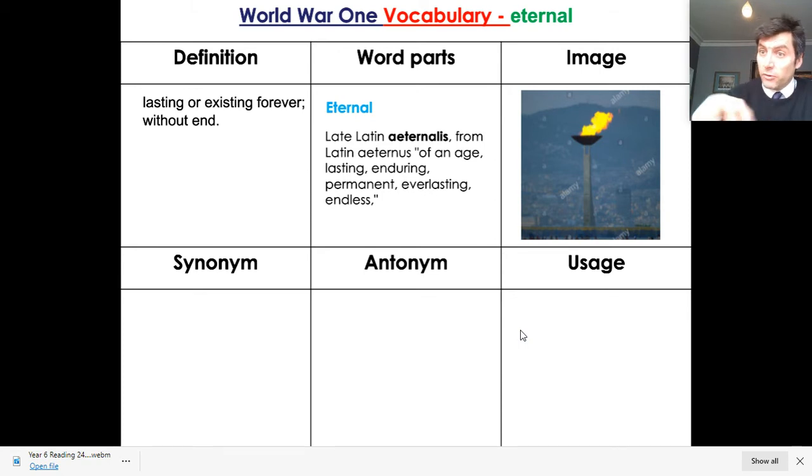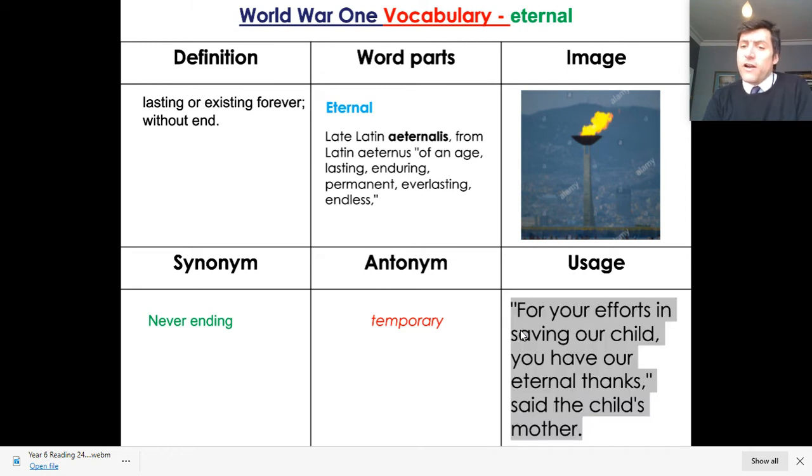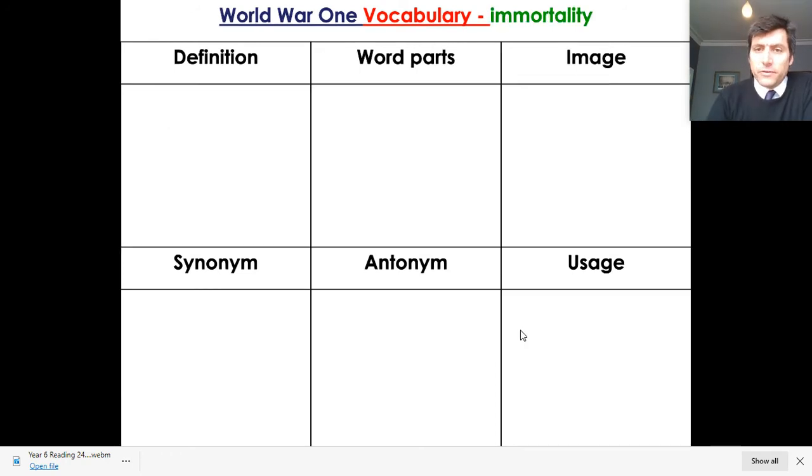But when I was there in London, I saw it, and it's just this idea that something is continuing going on, eternal flame. So eternal means to keep going. So a synonym for eternal is never ending. An antonym is temporary, so something that doesn't happen for a long time. And then I'd say it's normally an adjective that we could say: for your efforts in saving our child, you have our eternal thanks, said the child's mother. Okay, so because the thanks aren't just temporary to now, we will always be thankful to you.